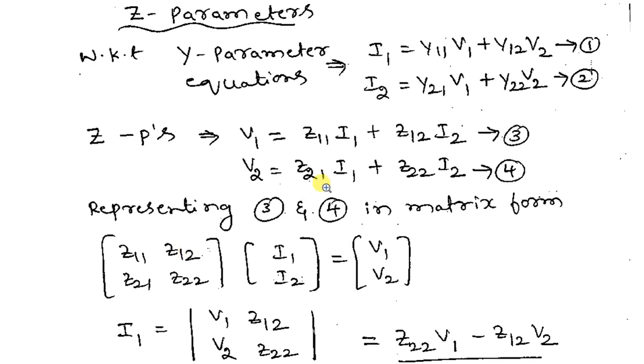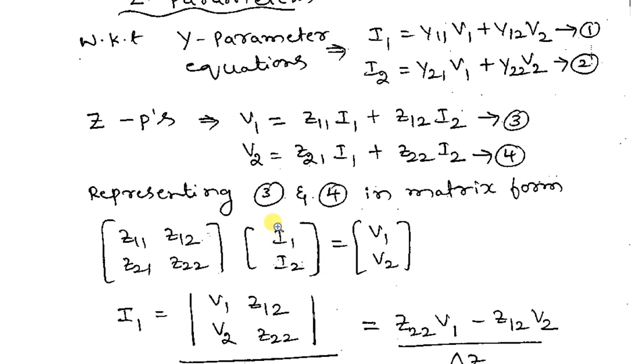You are going to get Z11, Z12, Z21 and Z22, multiplied with I1 and I2, and on the right side you have to write V1 and V2. So if I multiply the Z matrix with the current matrix, we are going to get the voltage matrix. If you multiply, Z11 I1 plus Z12 I2 is equal to V1, Z21 I1 plus Z22 I2 is equal to V2. So equations number 3 and 4 are expressed in matrix form.